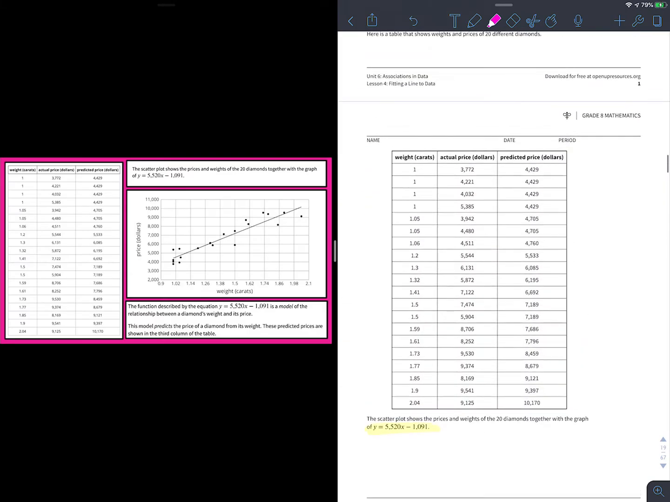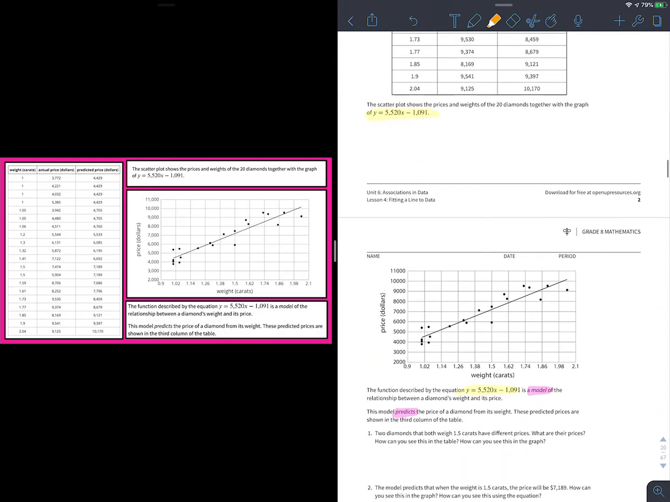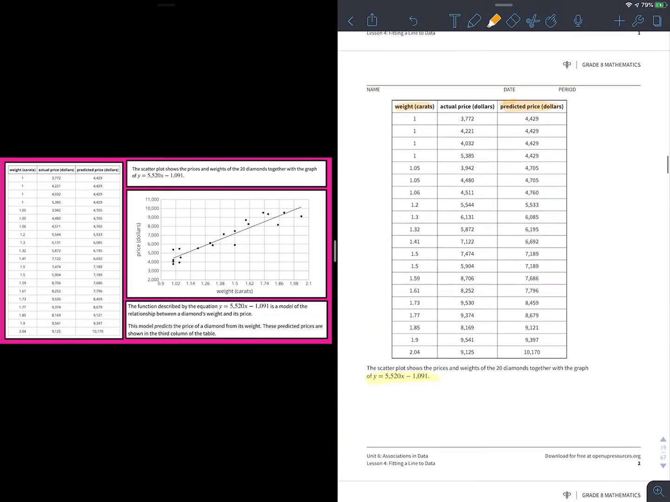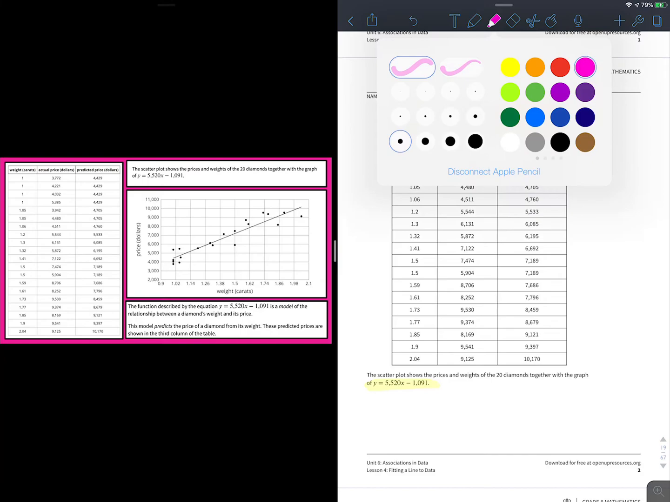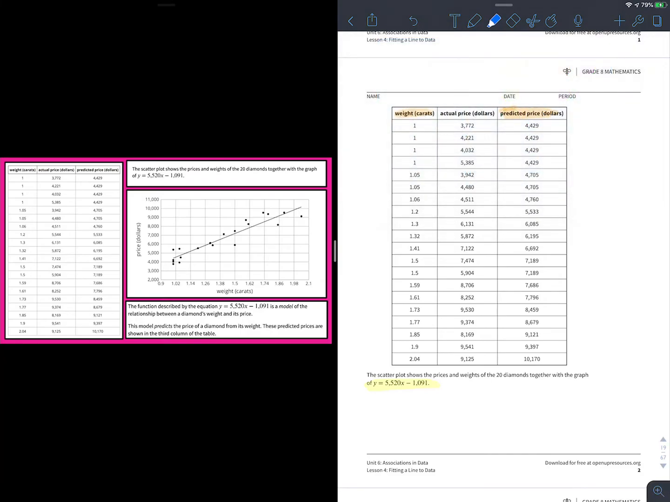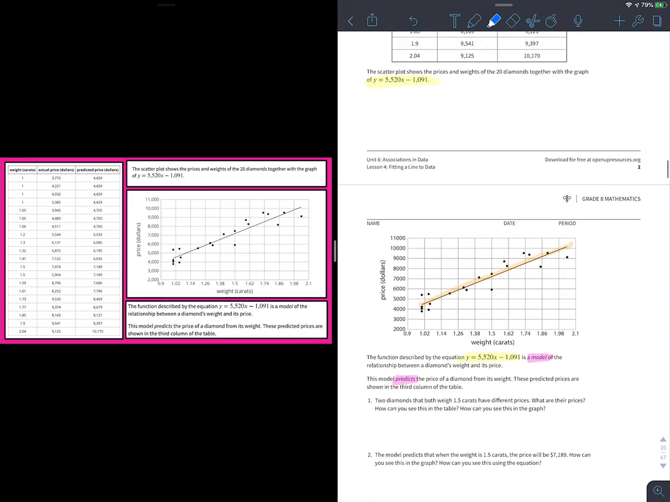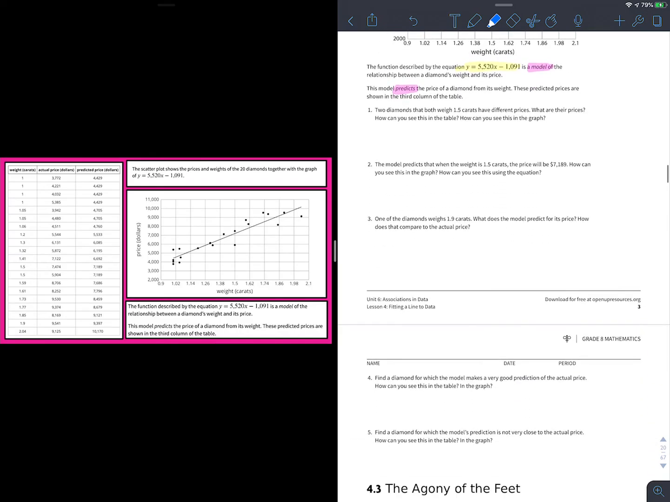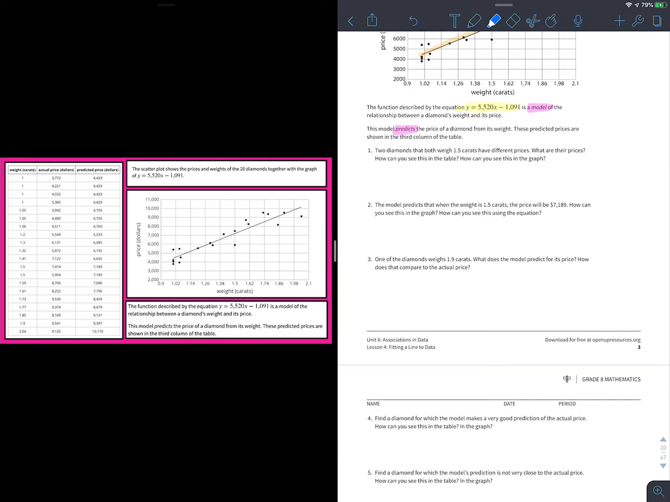So just to emphasize, we have the weight in carats, the predicted price, which is coming from our model, which is right here. This is the model. And then you have the actual price. I'll use blue here. And that's what that table is representing. So let's take some time to use the table, use the scatter plot, use the model. You have 5 questions to work through, and then I'll talk through the components to make sense of everything. So this is where you're going to want to pause, do some work on your own, and then be ready to listen.